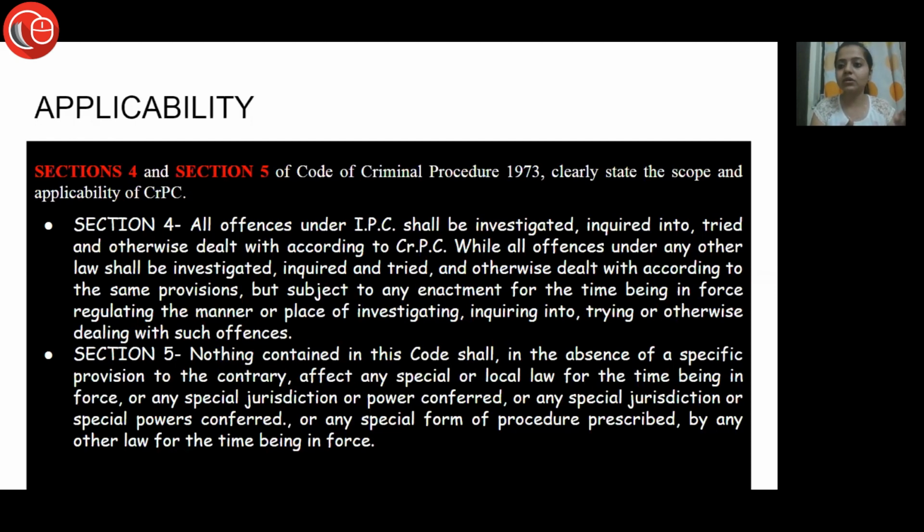So it will be governed by the same act and not CRPC. But if at all it does not mention any procedure, then CRPC comes into play and the procedure should be governed by the Criminal Procedure Code.